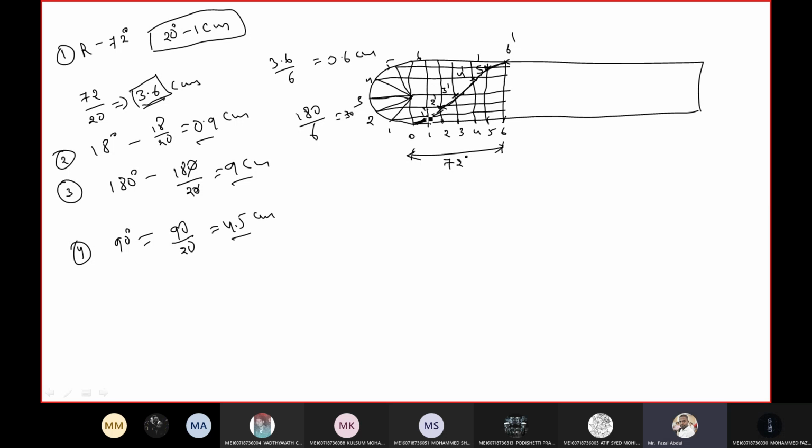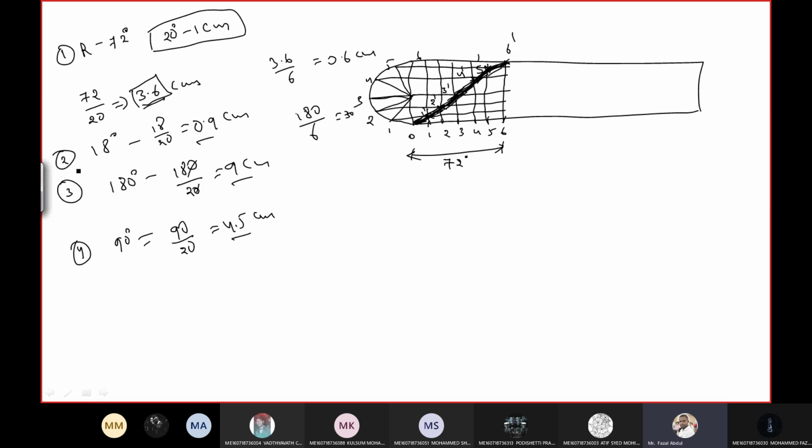So here the answer should be dark. Remember this point, the answer should be dark. It means in this diagram, which one is the answer? The answer is the dark line. Don't forget to make this one dark. Okay, first stage is over.